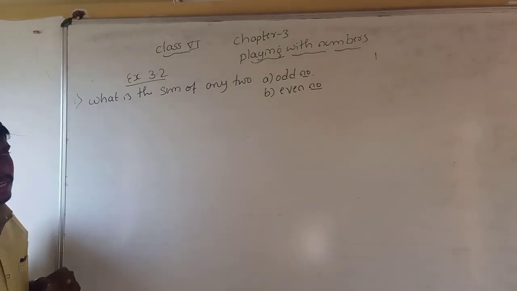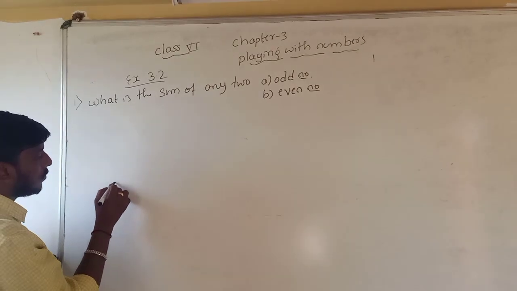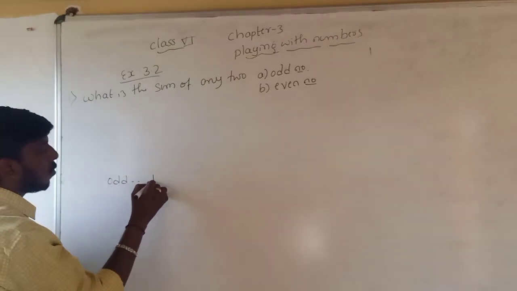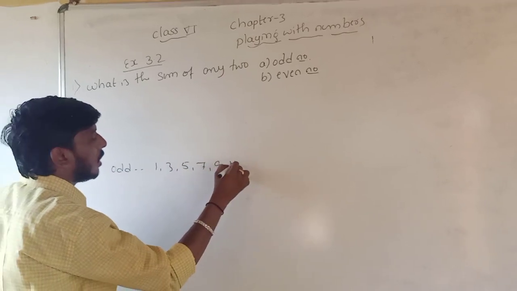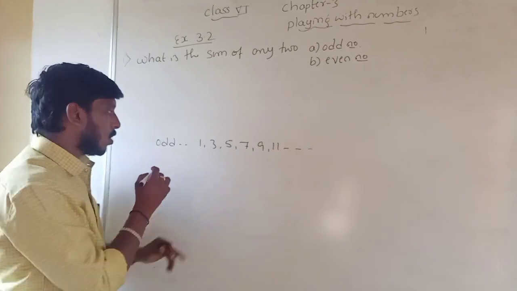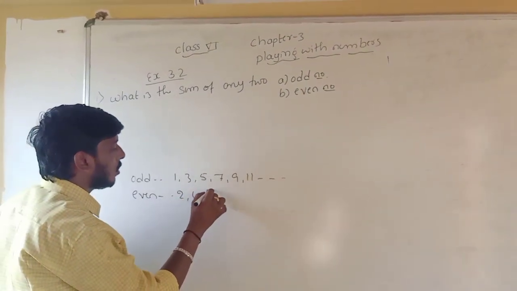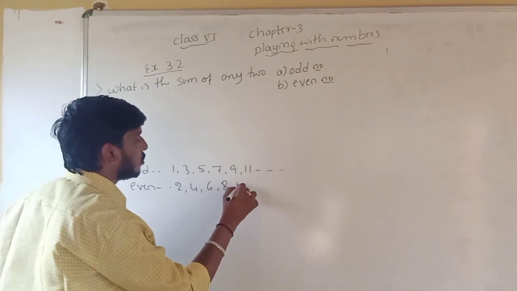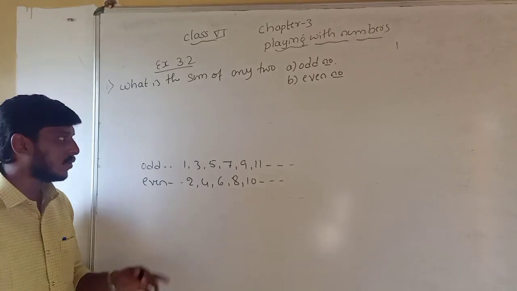So you can select any two odd numbers. You know what is meant by odd and even. Odd numbers are 1, 3, 5, 7, 9, 11, and so on. Odd numbers are numbers which are not divisible by 2. What do you mean by even numbers? Even numbers are the numbers which are divisible by 2. These are the examples of odd and even, but it is not our concept.